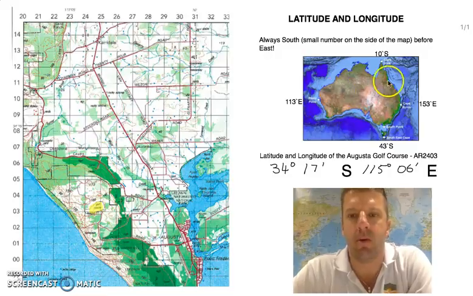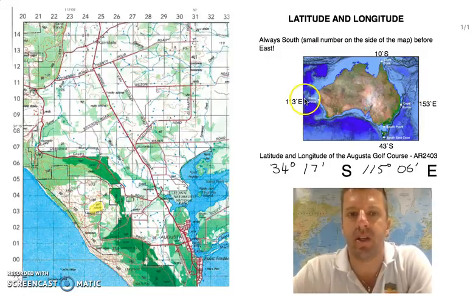Now, why that's useful to know is you may be asked a question what state a location's in, and you can use latitude and longitude to estimate that. So if I told you that the latitude was 15 degrees south and 145 degrees east, you would expect to be somewhere up here in northern Queensland.